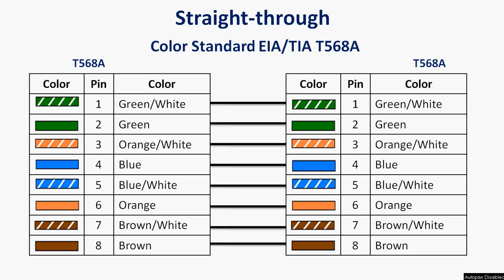Here we can see the color combination of a straight-through cable. On both sides, we are using the color standard EIA/TIA T568A. And here we can see the color combination: pin 1, green white; pin 2, green; pin 3, orange white; pin 4, blue; pin 5, blue white; pin 6, orange; pin 7, brown white; pin 8, brown. If you do this color combination on both sides of the cable, we will get a straight-through cable.